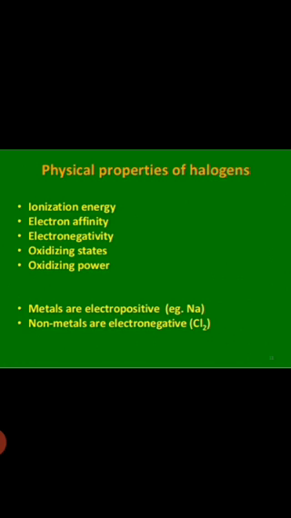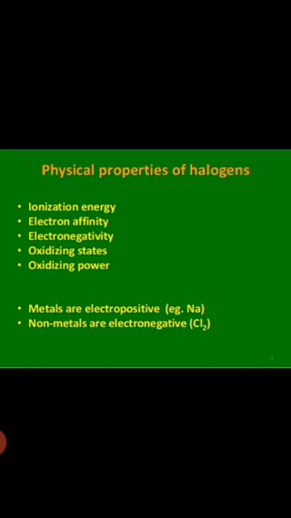Now students, the physical properties of halogens show a regular gradation, right? After group 1 and group 2, it's group 17 which will show a regular gradation in its properties. So the first properties are the ionization enthalpy, electron gain enthalpy, electronegativity, oxidizing state, oxidizing power, electropositive nature, right, and the atomic and the ionic radii. It's not mentioned here, but we will discuss this also, atomic and ionic radii.